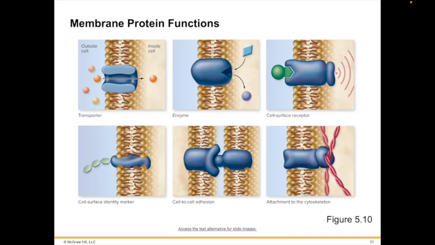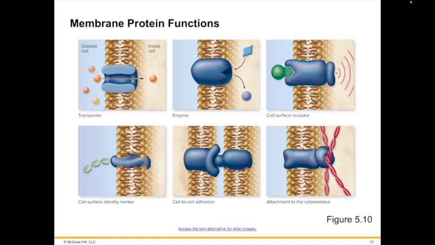Transporters. Membranes are selective, allowing only certain solutes to enter or leave the cell through either channels or carriers composed of proteins. Enzymes. Cells carry out many chemical reactions on the interior surface of the plasma membrane using enzymes attached to the membrane. Cell surface receptors. Membranes are exquisitely sensitive to chemical messages, which are detected by receptor proteins on their surfaces.